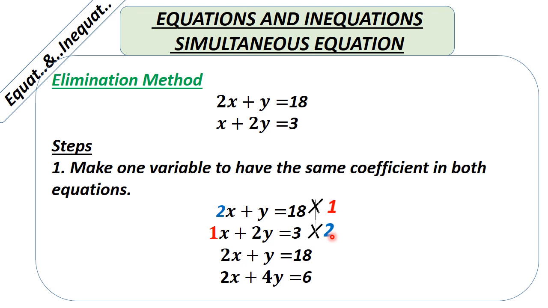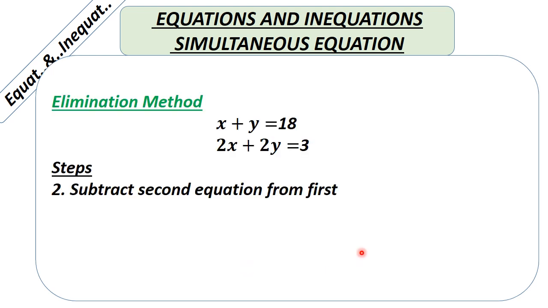So we have made sure that one variable has the same coefficient in both equations. This x has 2 and this x has 2. So we have done this step successfully. This other one has different coefficients, but we have made one variable have the same coefficient. So the next step is you subtract the second equation from the first. These are our equations, the ones that we got. So the second step says subtract the second equation from the first.